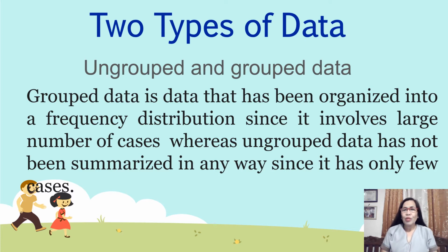So since there are two types of data, the ungrouped and grouped data, for this morning we will be particular only on ungrouped data. So when we say grouped and ungrouped data, grouped data is data that has been organized into a frequency distribution since it involves large number of cases, whereas ungrouped data has not been summarized in any way since it has only few cases.